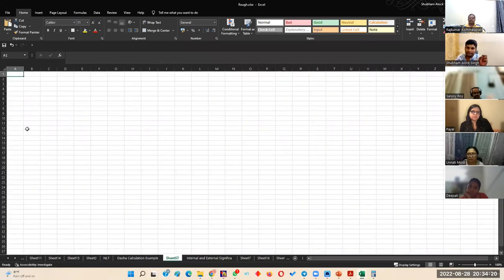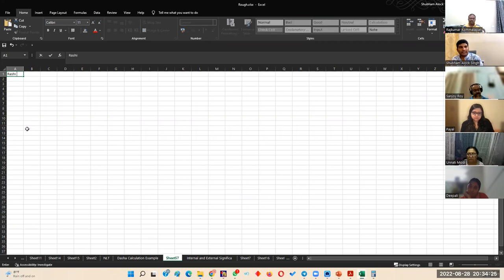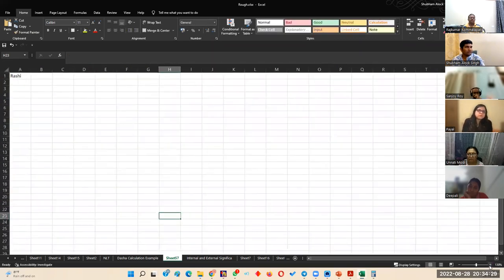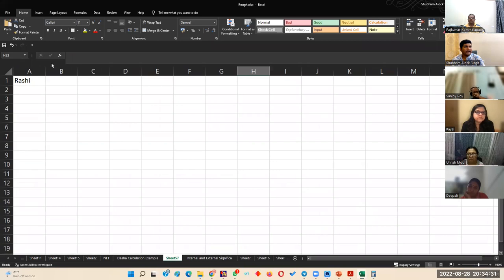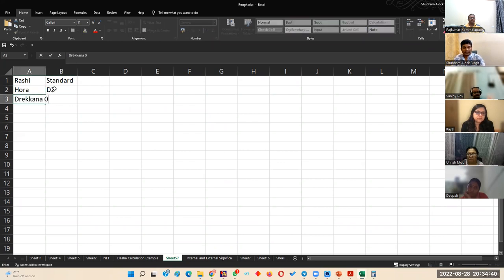Because Parashara has mentioned the maximum divisional charts. So there is one Rashi, that is a standard chart that you make. The first chart that you make is the Rashi chart. Next chart is Hora, known as D2. Next chart is Drekana, known as D3. Next chart is Chaturthamsha, known as D4.